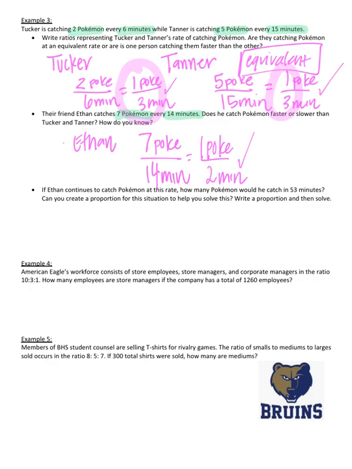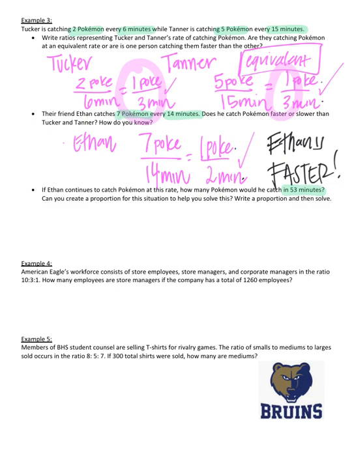Hopefully you were able to figure out that Ethan is catching them faster. It takes less time, in other words, for him to collect 1 Pokemon as compared to Tanner and Tucker. If Ethan continues to catch Pokemon at this rate, how many Pokemon would he catch in 53 minutes?